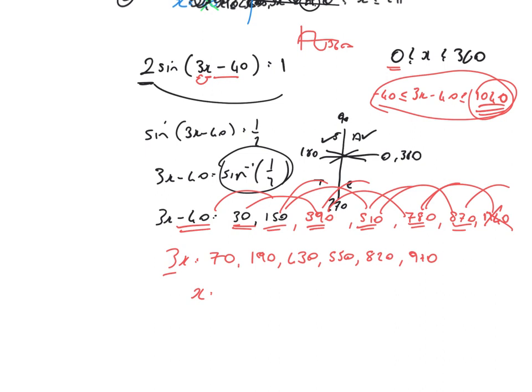Okay, so the first one then, to one decimal place, 23.3 degrees. Second one is going to be 63.3 degrees. Next one, 430 divided by 3, 143.3 degrees. Next one, 550 divided by 3, 183.3 degrees. And then 820 divided by 3, 273.3 degrees, and then finally the last one, which was 910 divided by 3, 303.3 degrees. Final answer.